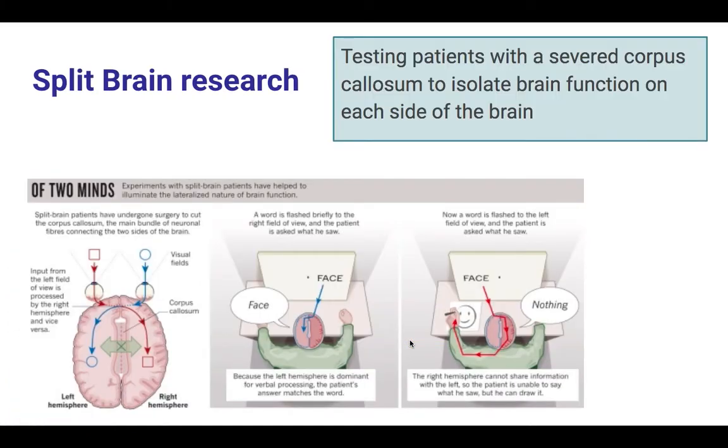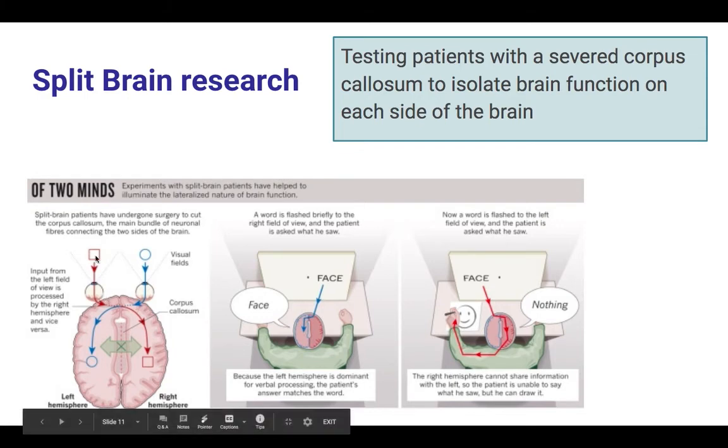Split brain research is another one. In split brain research, you test patients with a severed corpus callosum, that's the thing that connects your two hemispheres, to isolate brain function on each side of the brain. So it's a little confusing. Input from the left field of view is processed by the right hemisphere, and input from the right field of view is processed by the left.